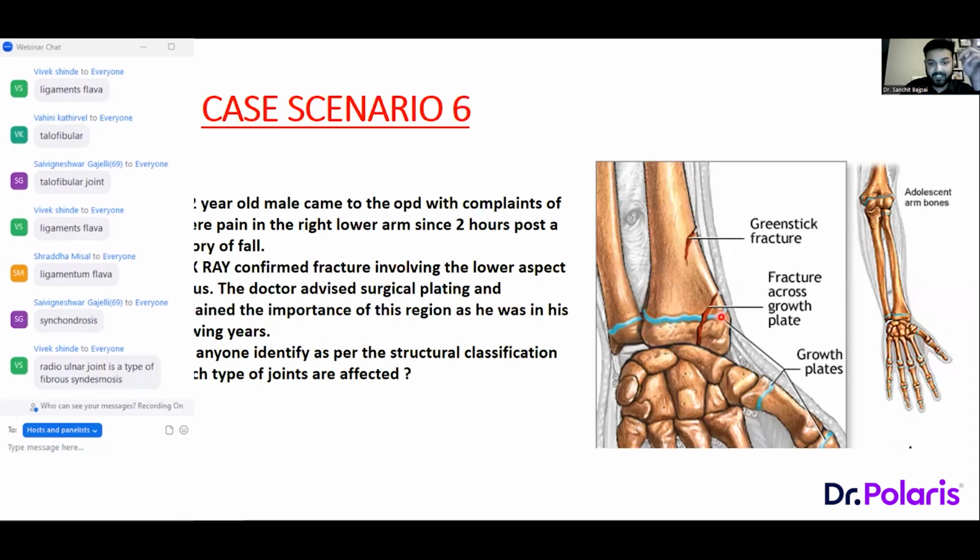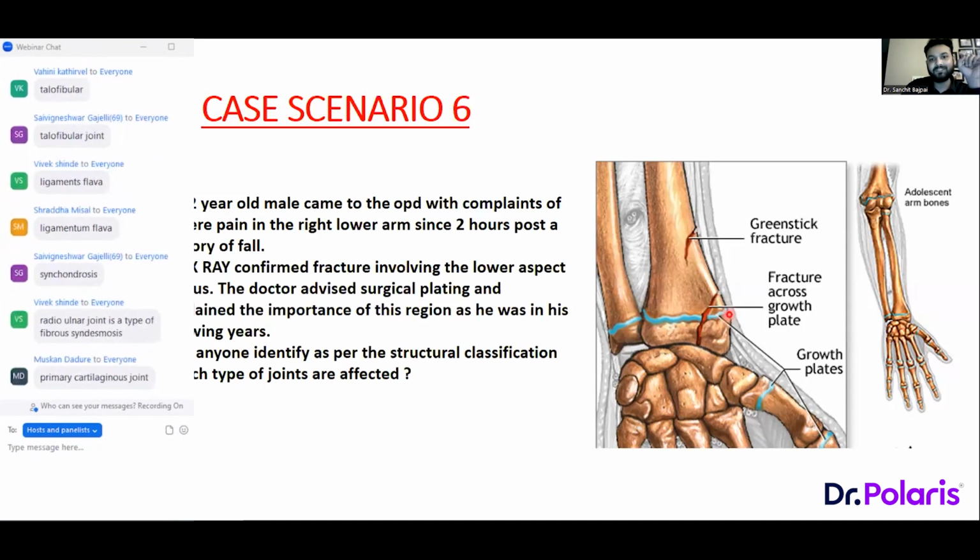Telling about structural classification, okay? Think. So we have Vivek saying radio-ulnar joint. So it's over the radius. The fracture is running solely over the radius, and you can see that the fracture is cutting through something. See, it's cutting through something.